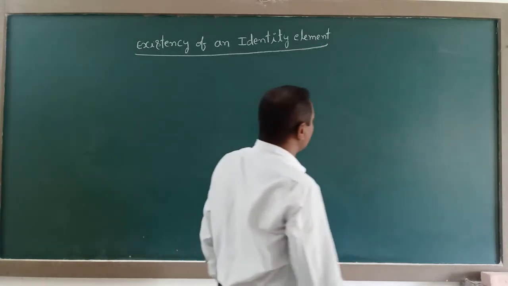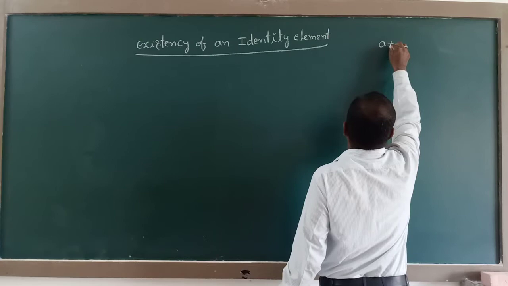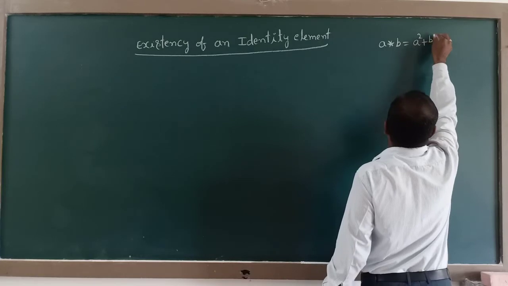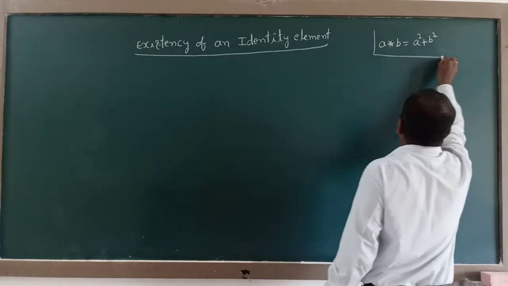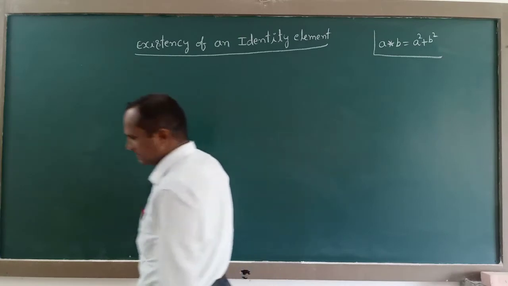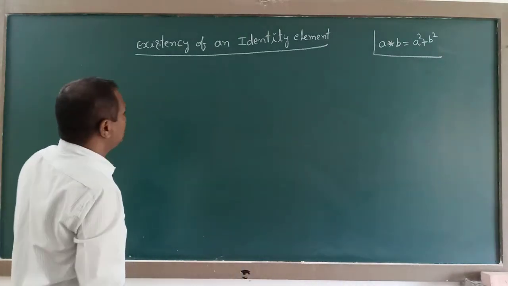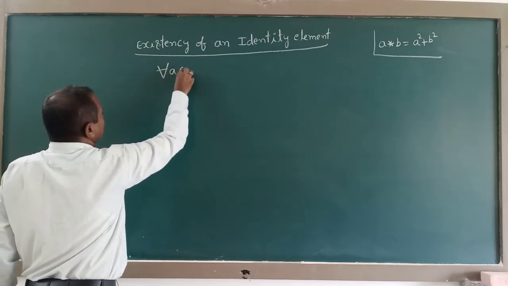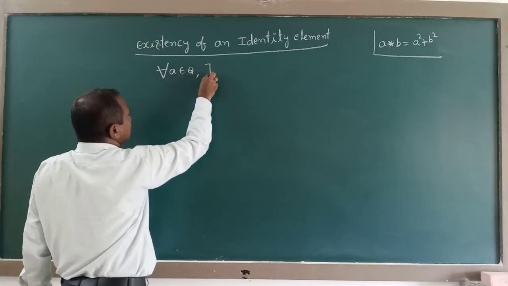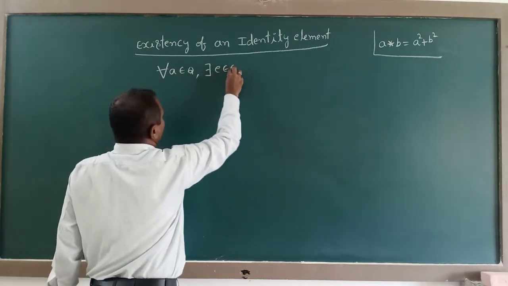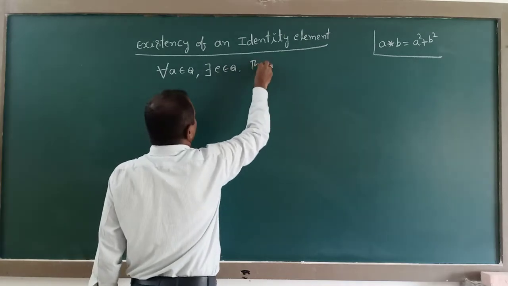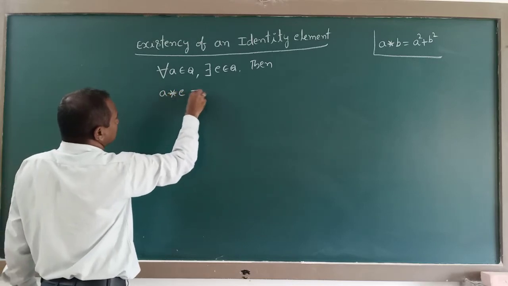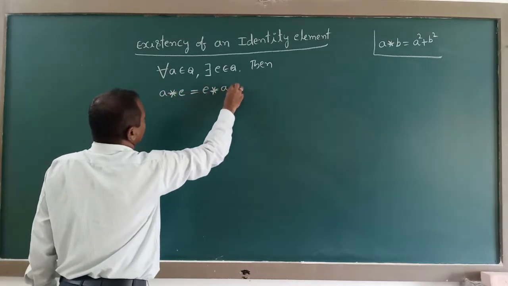We need this definition for each and every property. Since they gave the definition, we should write it at the rough side of the solution of the problem: A star B is equal to A square plus B square. Now we should write the first formula. For all A belongs to capital Q, there exists E belongs to capital Q, such that this property must be satisfied, that is A star E is equal to E star A is equal to A.